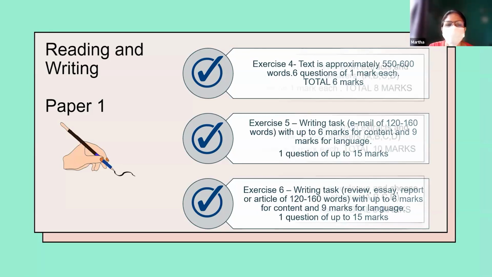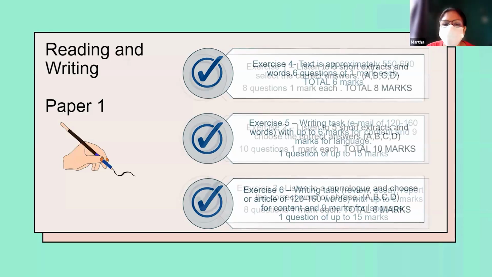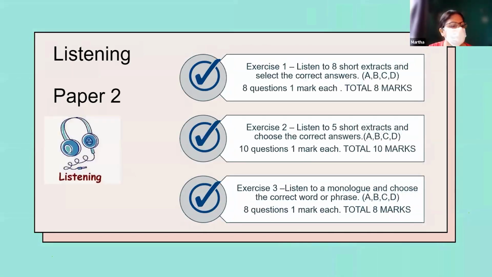Okay. Now, for the listening paper, there are exercises 1, 2, and 3. Approximately 50 minutes, right? Including 6 minutes of transfer time. So these are some of the key things you have to know for you to be able to practice with the students. So the paper 2 listening is this component. In the first exercise, there are 8 short recordings, and then they select the correct answer. Exercise 2, they listen to 5 short extracts and then they choose the correct answers. Exercise 3 is a monologue, all right? And then they choose the correct word or phrase.